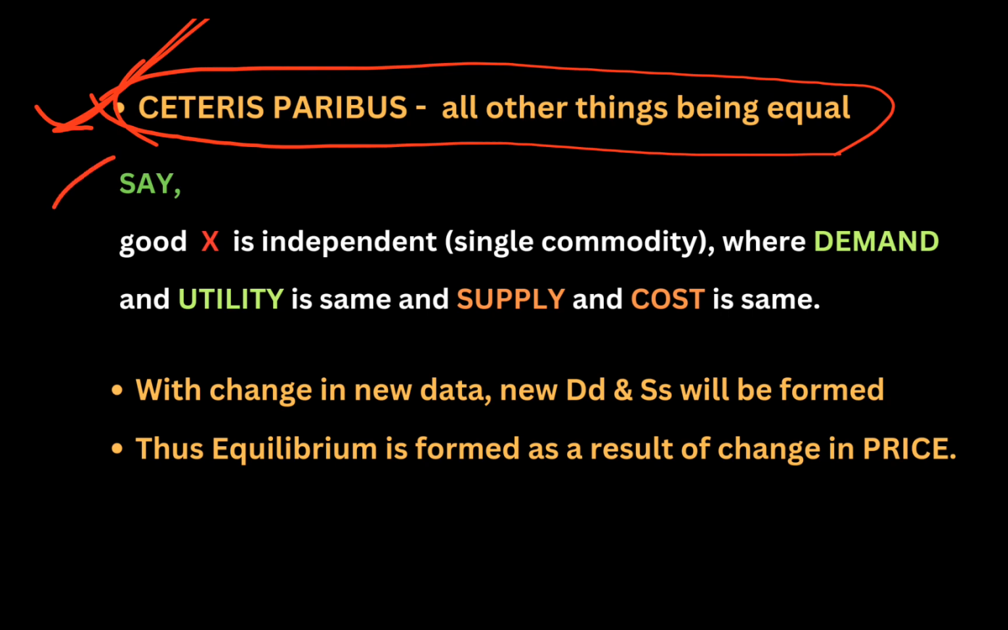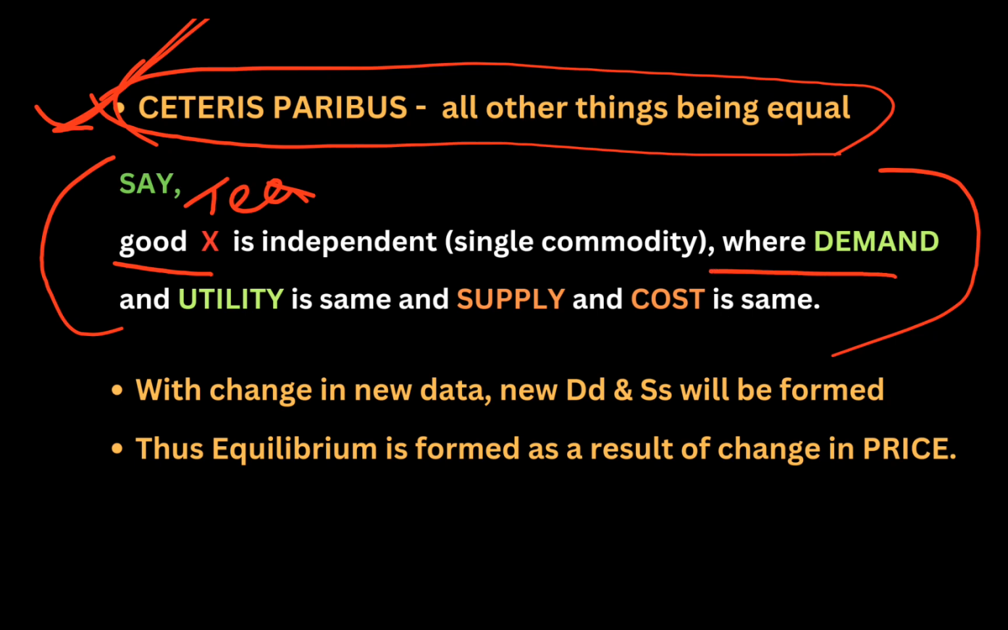Now going to the exact explanation, say if a good x, we can take it as t. If a good x is an independent single commodity, demand and utility are the same. Demand for a commodity and the utility, meaning usefulness or satisfaction from consuming that commodity, are the same from a consumer perspective. Coming to the producer perspective, supply and cost are the same.